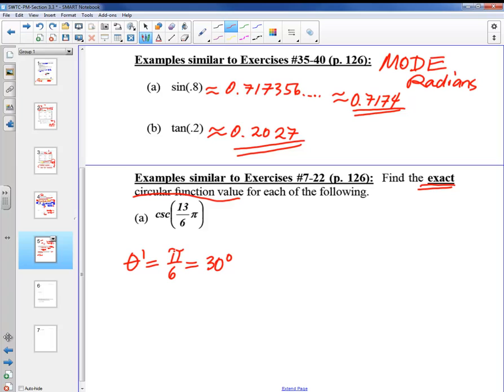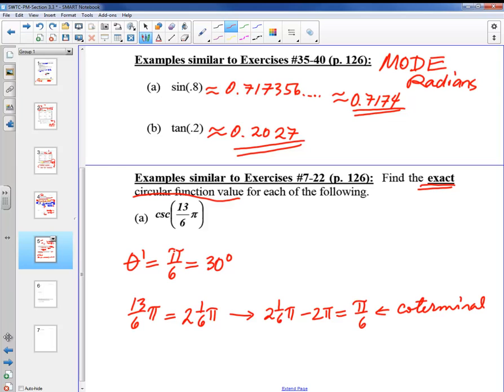Now we need to figure out where that angle is. So I take 13/6 pi, then write that as a mixed number, and that gives me 2 1/6 pi. So to get a coterminal angle, I need to subtract 2 pi, and that gives you 1/6 pi, or just pi over 6. So remember, this is your coterminal angle. So what this is saying is that cosecant of 13/6 pi is identical to cosecant of pi over 6. Identical. But it happens to be also the reference angle.